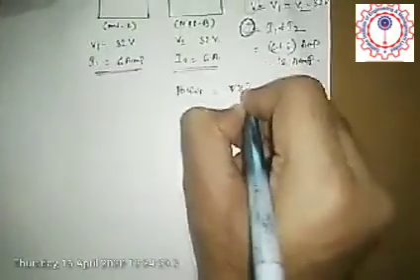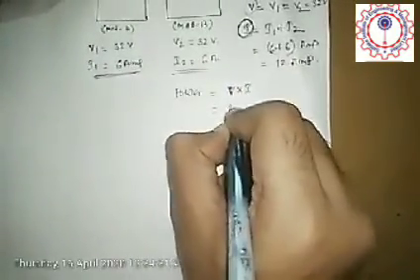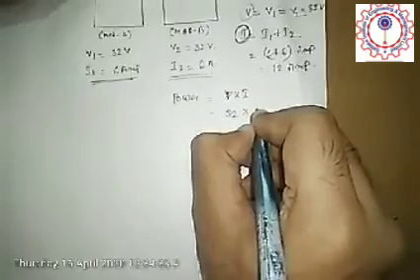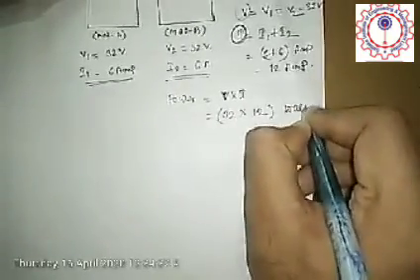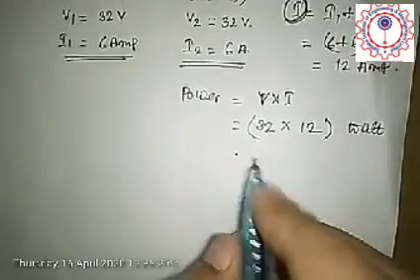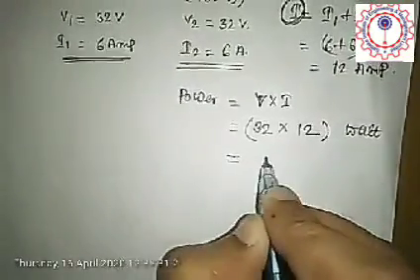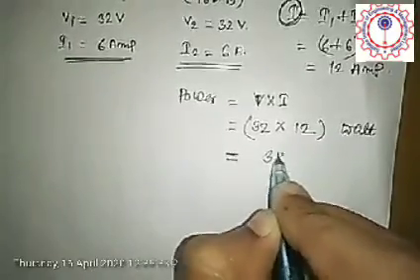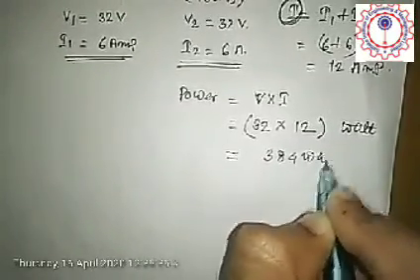is V into I, 32 into 12, and the final answer will be 384 watt.